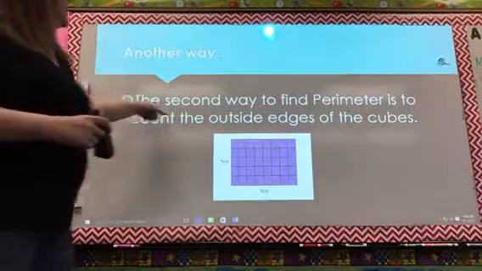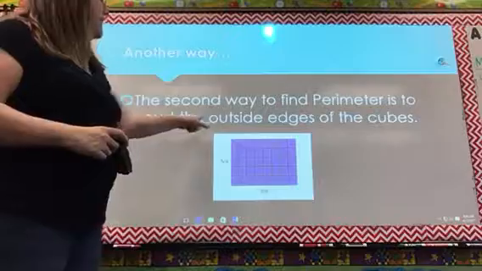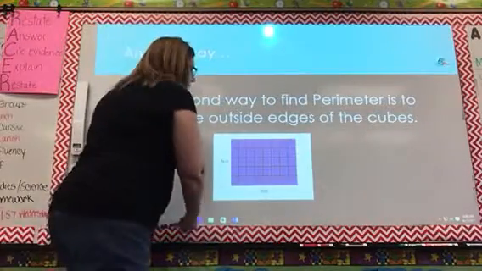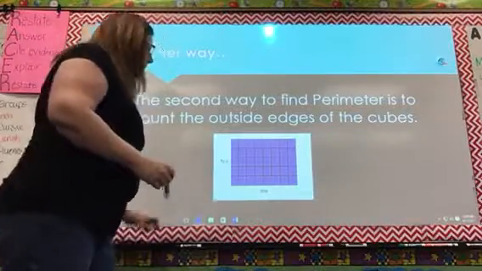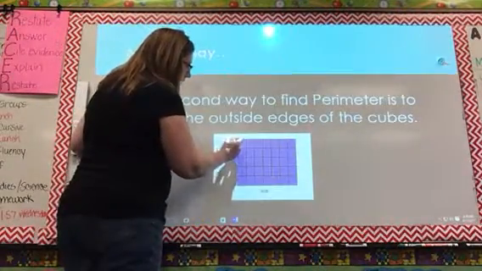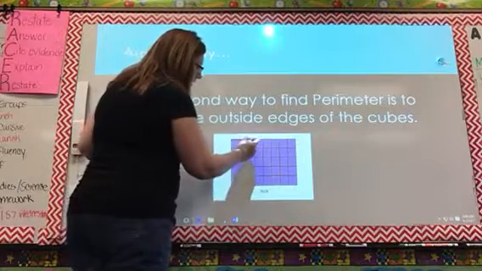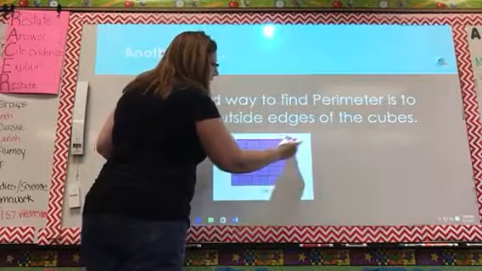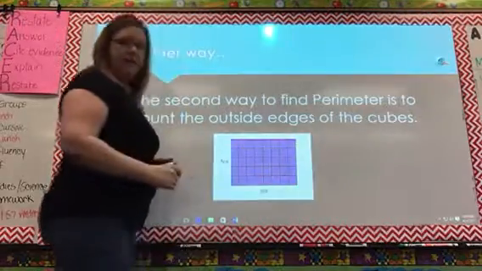Another way, the second way to find perimeter is to count the outside edges of the cubes. This way is a little bit different. Okay? We're counting the outside edges. So we would count like this. 1, 2, 3, 4, 5, 6, 7, 8. That's how they got the 8 right there.